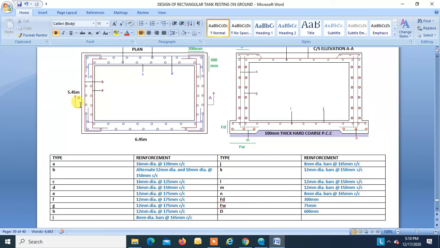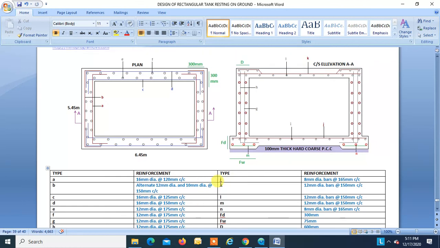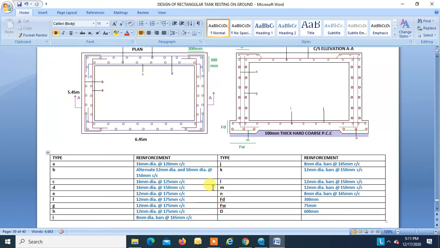Now when we cut this section, this is the vertical steel for the short wall. So this is G. G is 12 mm dia about 175 mm center to center, that is vertical steel near the liquid face, and the vertical steel on the remote side, that is H, is equal to 12 mm dia about 175 mm center to center. And so this is how such detail can be produced. I have shown the complete detail over here in the form of a table.